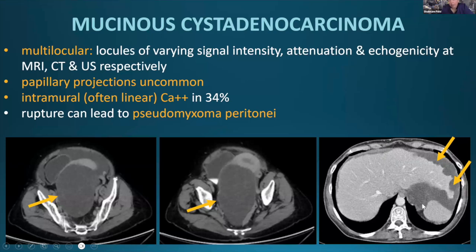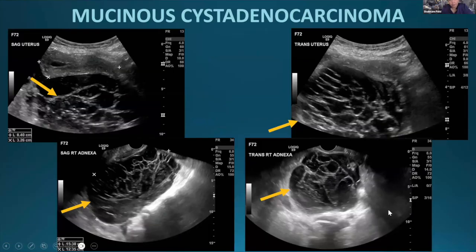This is another example of pseudomyxoma peritonei. You see this classic low-density septated ascites, which is scalloping the liver edge, and this appearance is characteristic for pseudomyxoma peritonei, again, more common with appendiceal mucinous cancers.